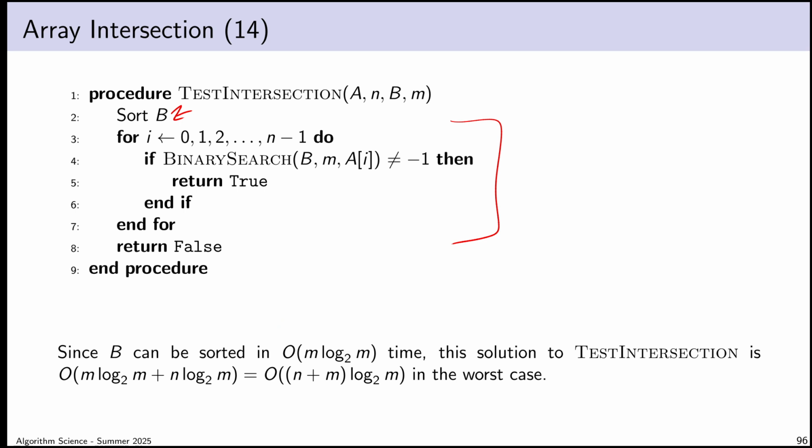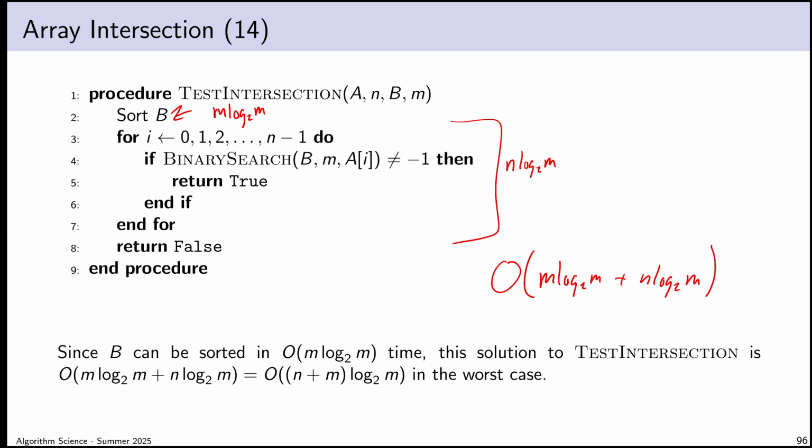So the expression for running time, well, okay, this takes m times log base 2 of m, and this takes n times log base 2 of m. And so the total running time is, at most, this. And you can see I'm using big O.